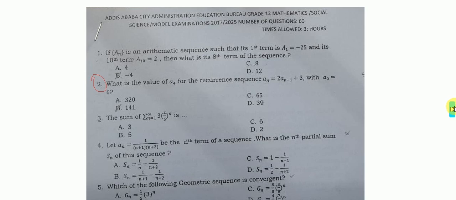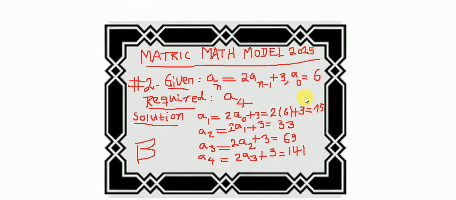Given quantity: the recurrence formula is given, a_n is equal to twice of a_(n-1) plus 3. That means every term is twice of the term which precedes it plus 3. And the first term is given to be 6.